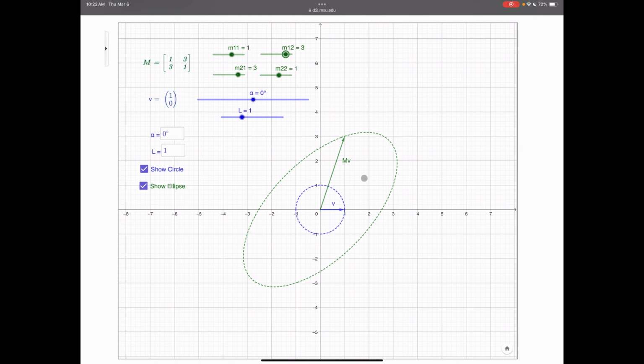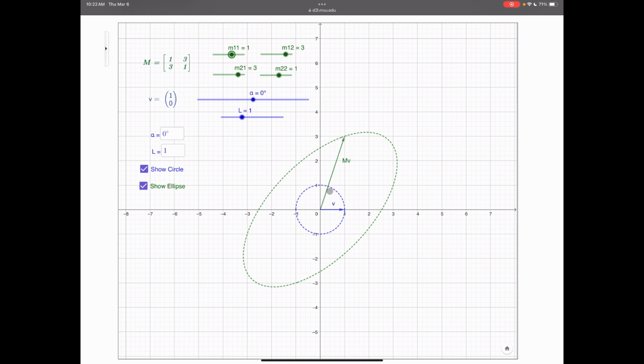Okay, here we have our computer program. Here we have our matrix M, which is 1 3 3 1. We can change the components of the matrix later on with these sliders, but let's keep it 1 3 3 1. This is our vector 1 0. The action of the matrix on that vector, the vector 1 0, is the vector 1 3, as we computed before.